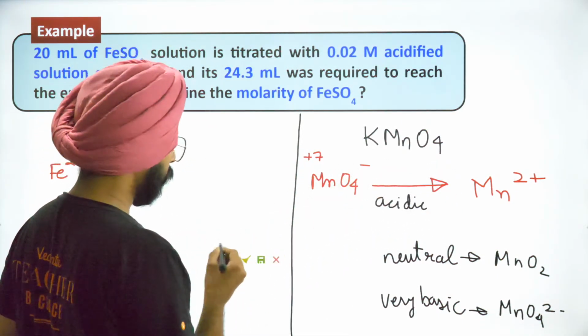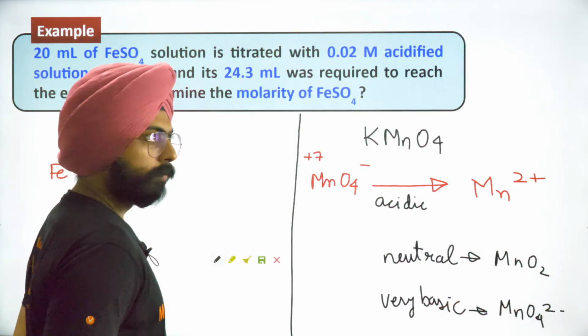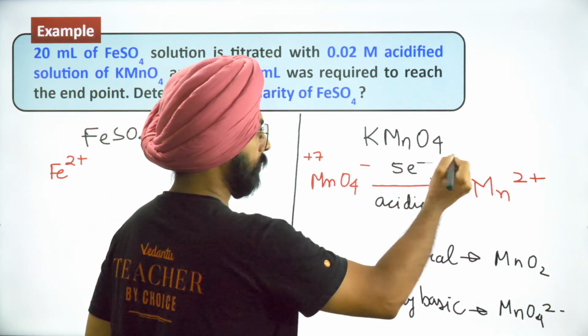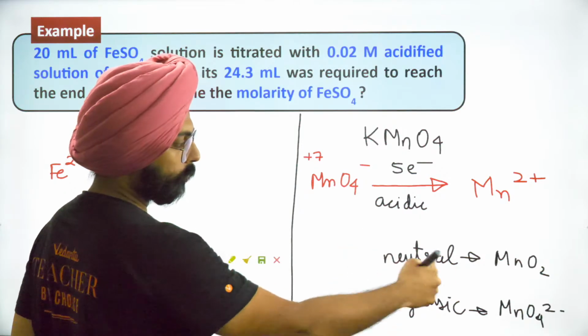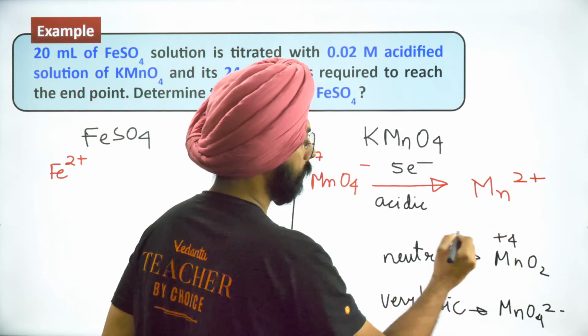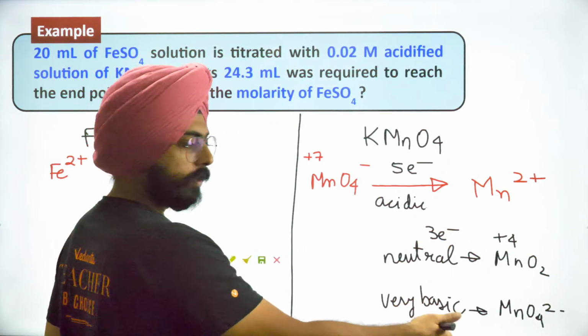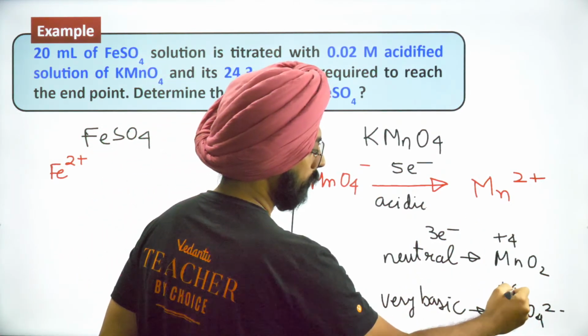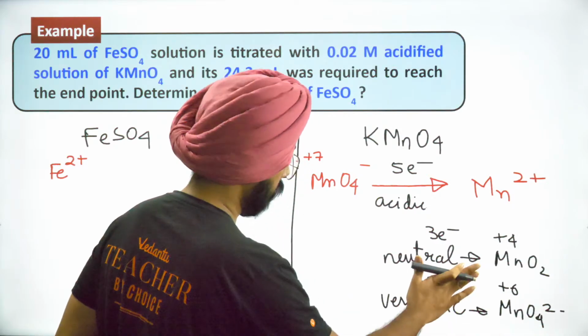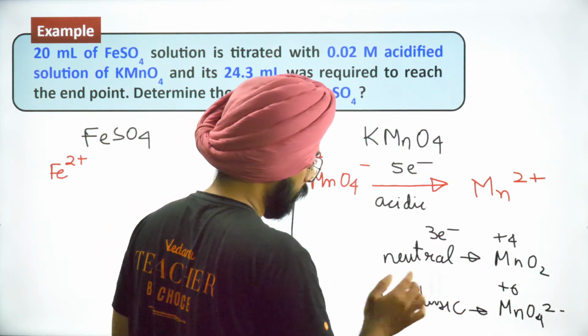How many electron process is this? This is a 5 electron process. How many electron process is this? 3 electron process. How many electron process is this? 2 electron process. Sorry, 2 kahan se ho gaya? 1 electron process.